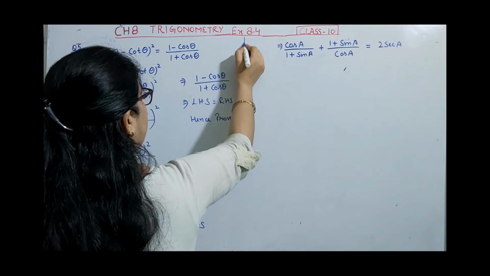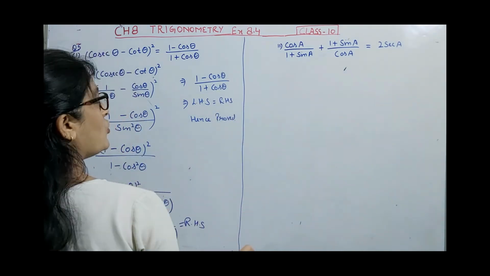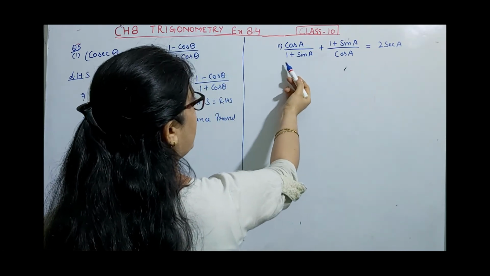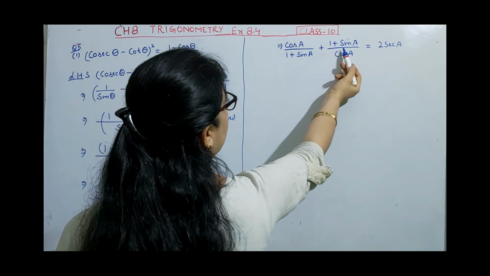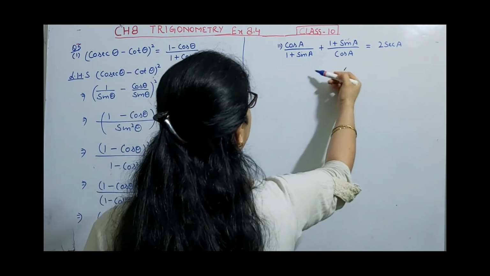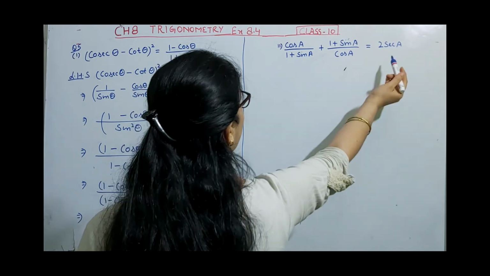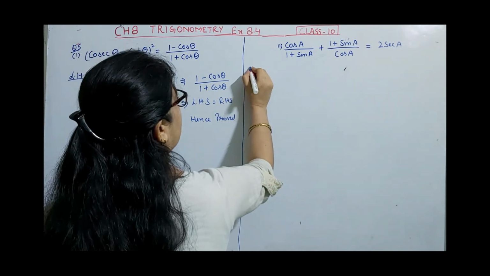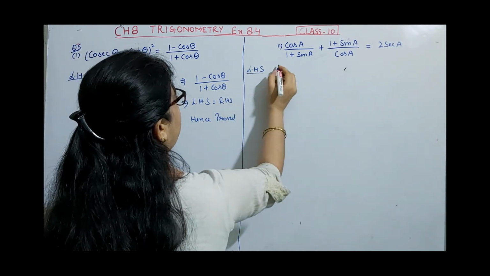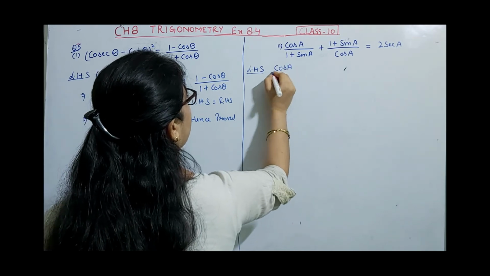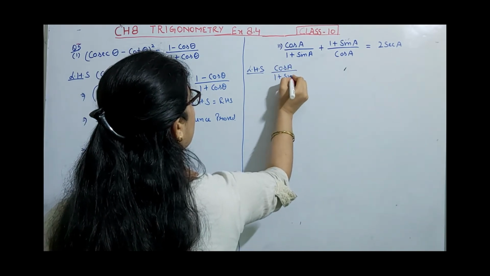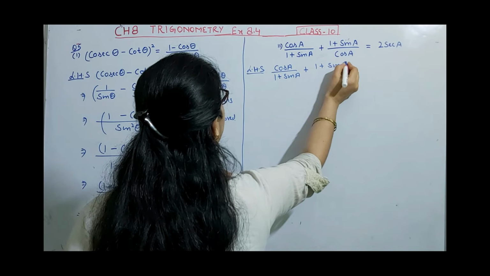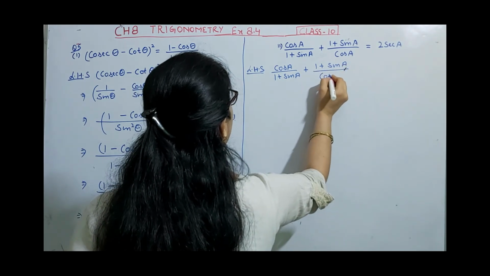Now our second identity, our second question. What we do here: cos A divided by (1 plus sin A) plus (1 plus sin A) divided by cos A, and we have to prove that this is equal to 2 times sec A. So take the left hand side: cos A divided by (1 plus sin A) plus (1 plus sin A) divided by cos A.